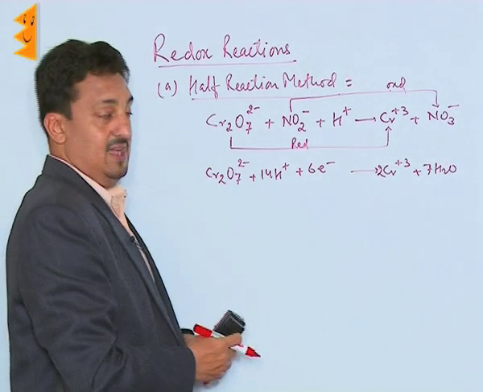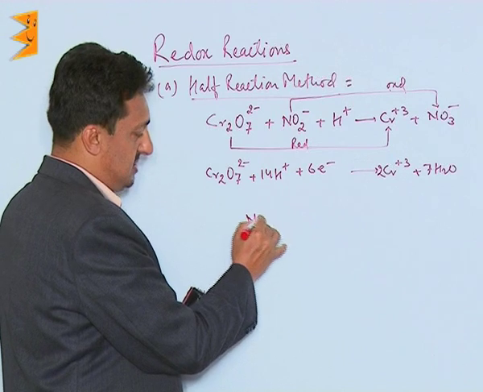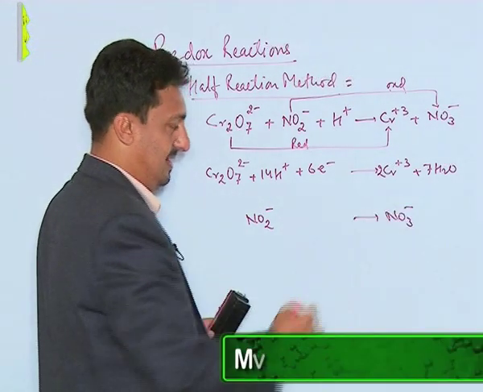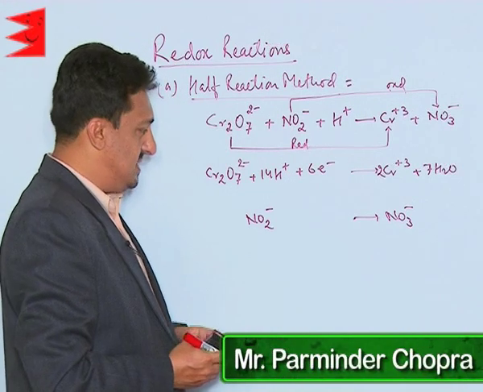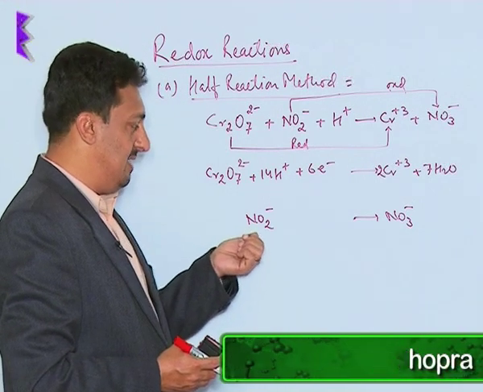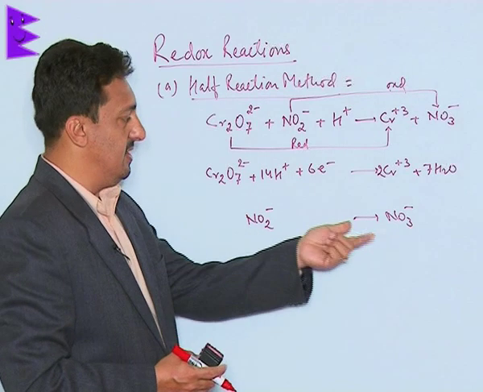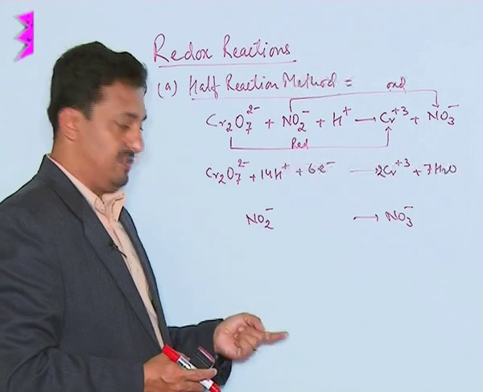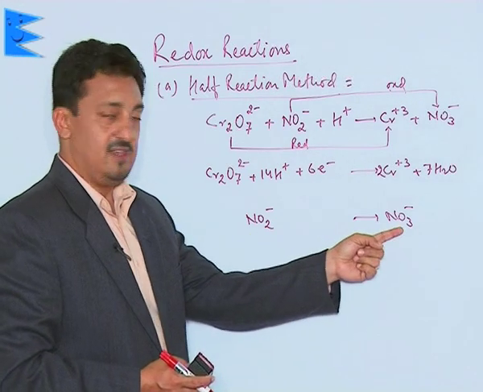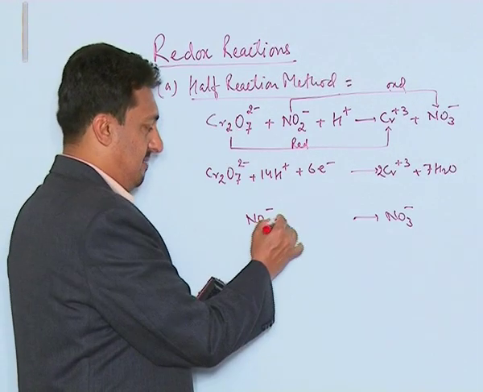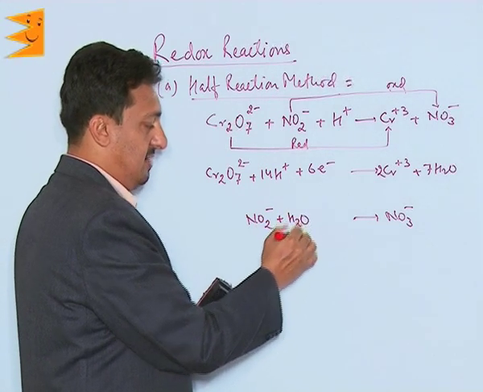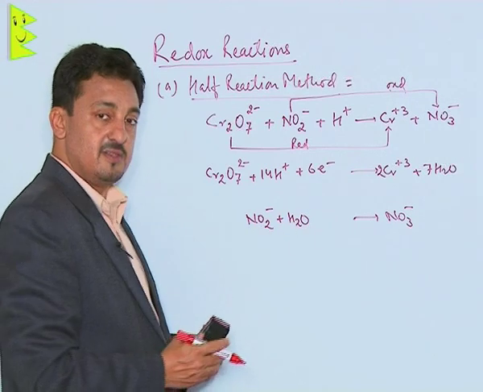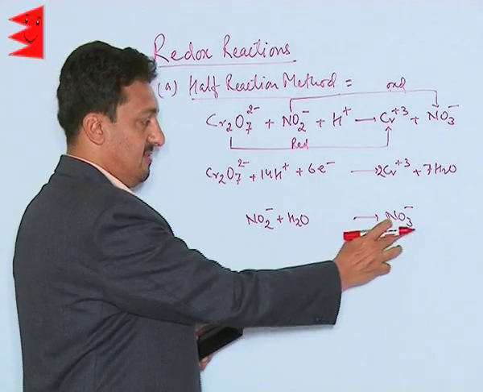Now let us see the other half. The other half is of nitrite ion changing into nitrate ion. In this, the atoms of the other elements are only of nitrogen, which are already balanced. One nitrogen, one nitrogen. We will move to the oxygen. There are 2 oxygen atoms here. Here there are 3. How to balance it? By putting a water molecule to the side which is deficient of oxygen atom. So we have added 1 water molecule here. Now oxygen are 3 here, 3 here.